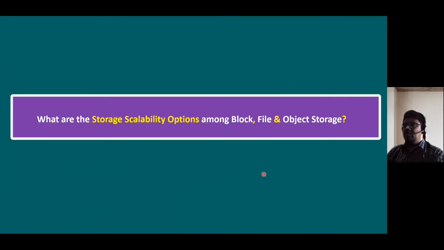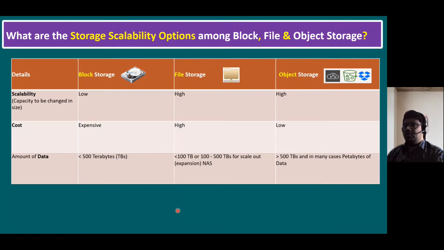Now another point: what are the storage scalability options among block, file, and object storage? Scalability options means how frequently we can scale up or scale down. Scalability means the capacity can be changed in size, either scale up, scale down, or auto scaling. Generally with block storage, once you fix the storage, scalability is low, while file storage scalability is high. Object storage is also high, that means it's free to increase the size, and the same applies to file storage.